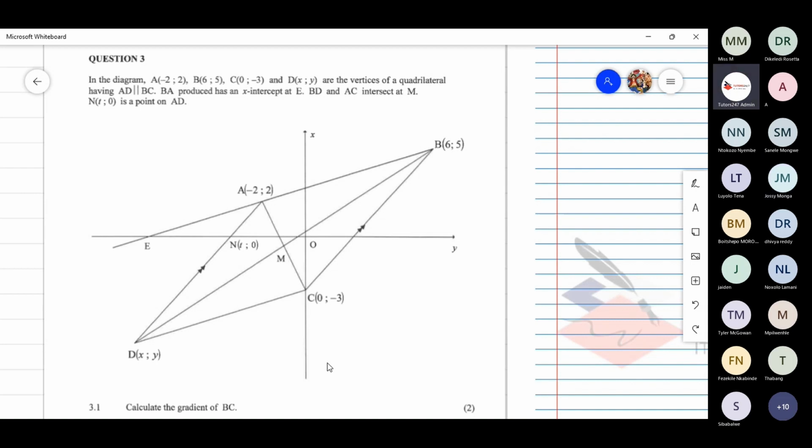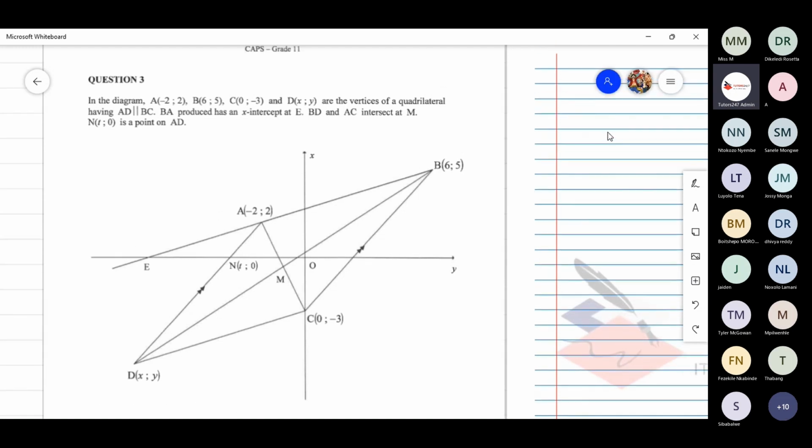We then have BA produced has an x-intercept at E. Something important to take note of is that an x-intercept is where the line or the curve cuts the x-axis, meaning that the y value is 0. And that is at point E.